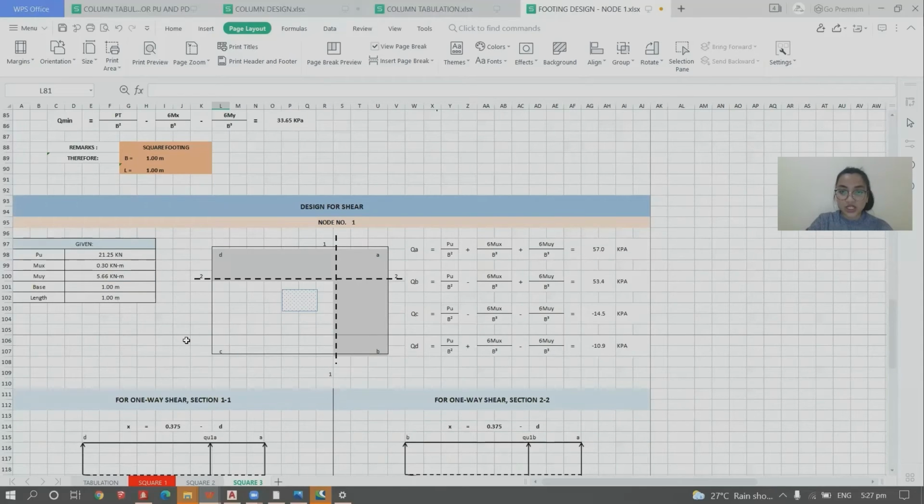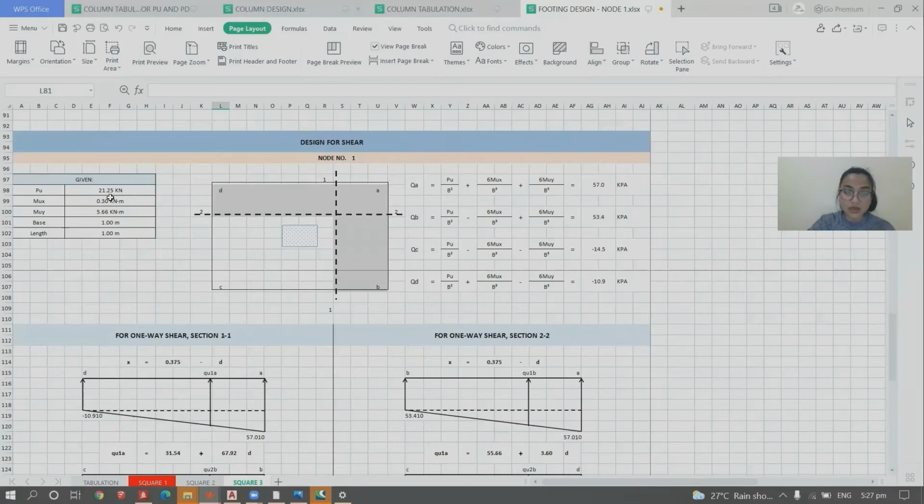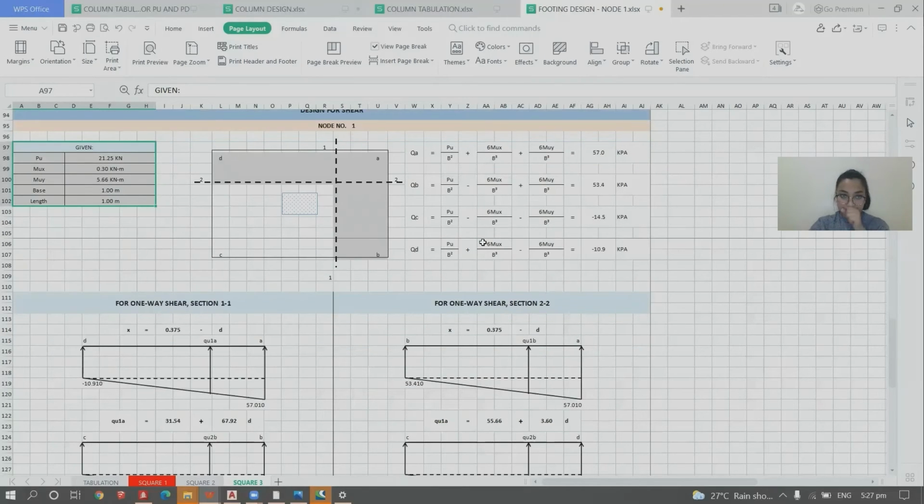So the design for shear, we have PU equals 21.25, MUX 0.30, MUY 5.66, base 1, and length 1. So these are the parameters for design for shear. So we have here one-way shear. We have the values for QA, QB, QC, and QD.